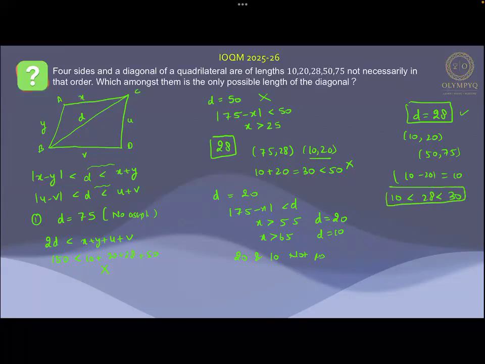And along with that, the modulus of 50 minus 75 is going to be less than 28, which will be less than 50 plus 75. So over here, we can see that both the conditions we have arranged are satisfied when we take the diagonal length equal to 28, which makes 28 the correct answer. So let's see. Yes, the same is mentioned by the IOQM final answer key as well.